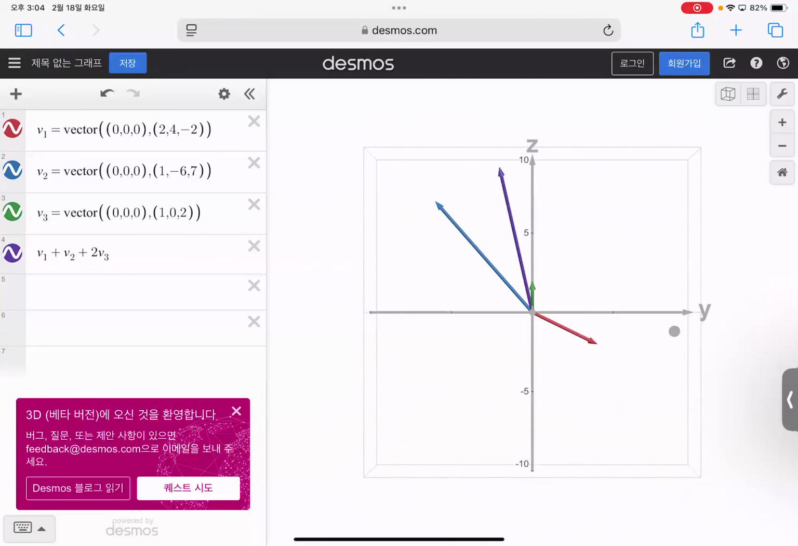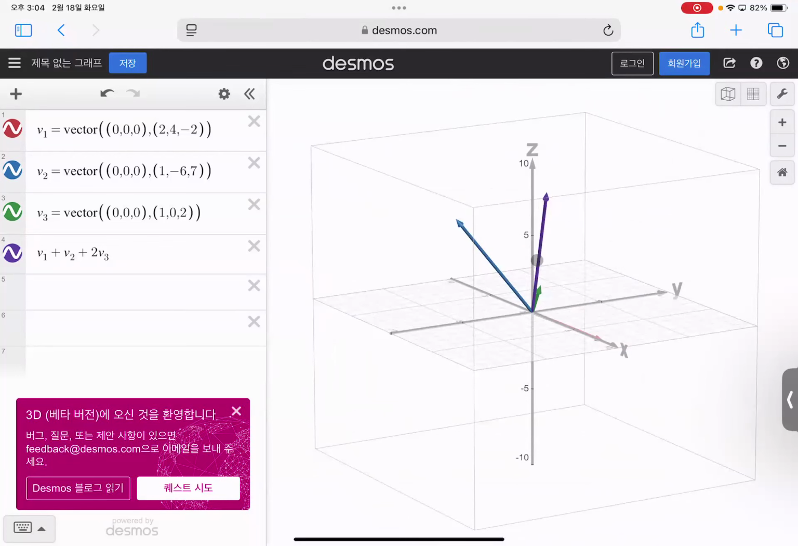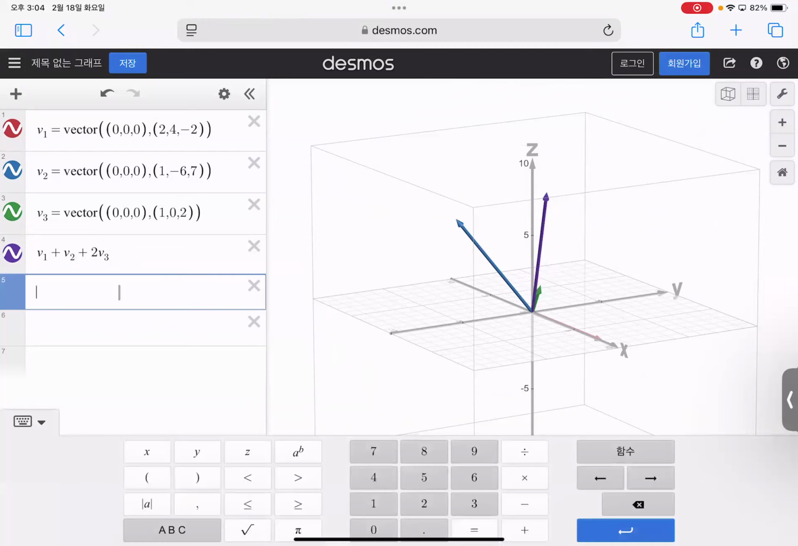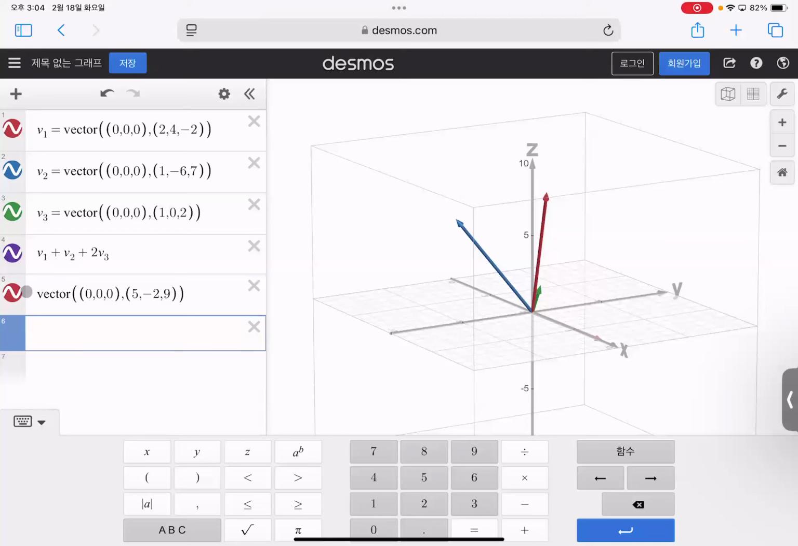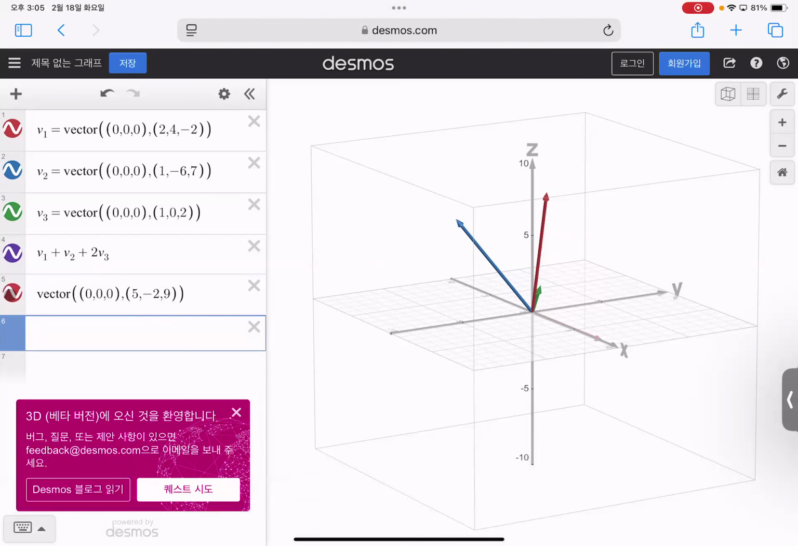So this purple arrow represents this. Okay, and this is precisely the vector. So as you can see here, the purple vector exactly coincides with the red vector. Okay, all right. So this is the column picture.